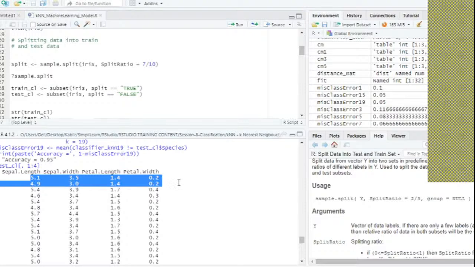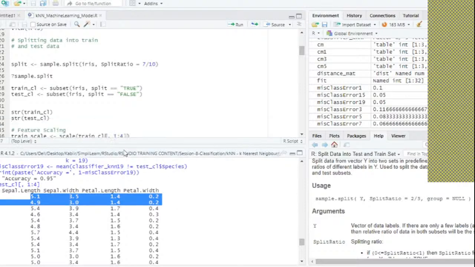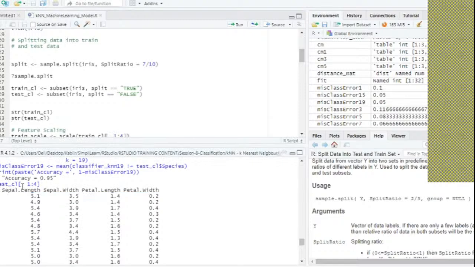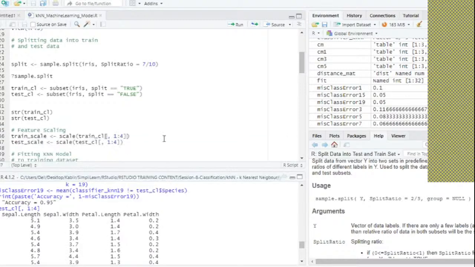Is that okay, Arush? So that's why I normalize them. I rescale them. Okay, Angela, is that okay to you? You also asked the same question earlier, right? I think you asked why we are doing scaling.